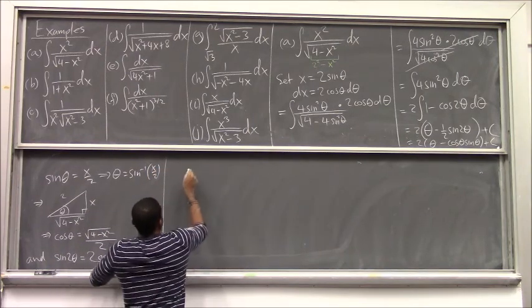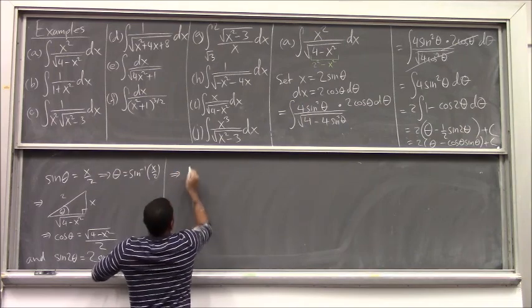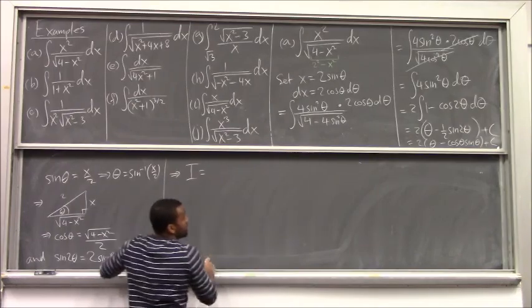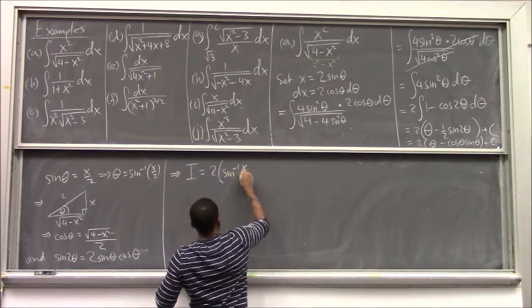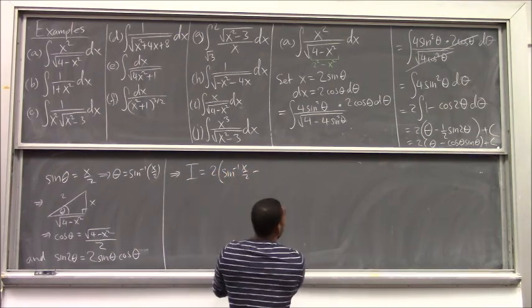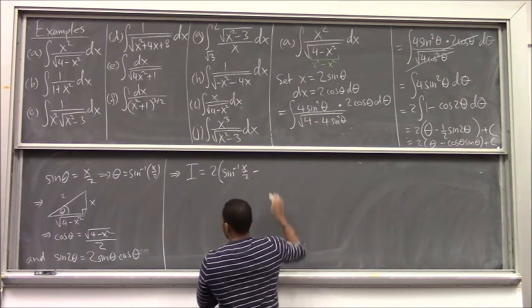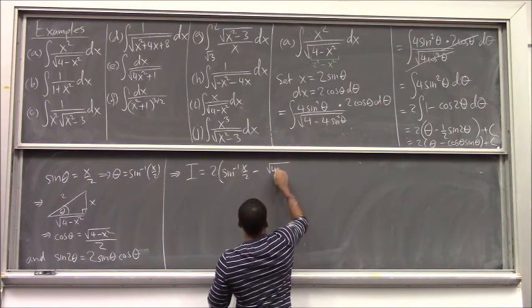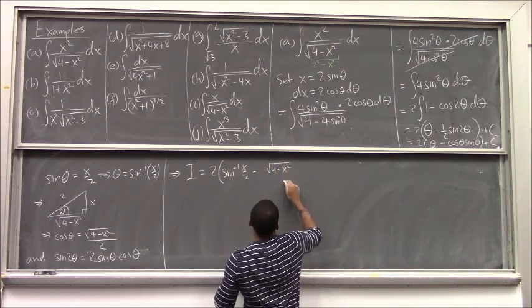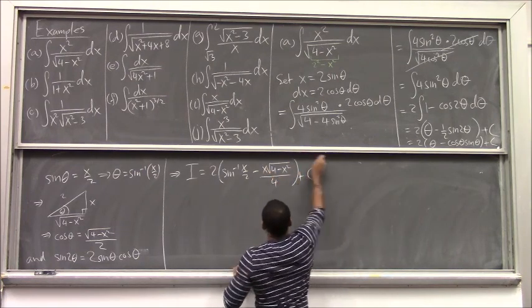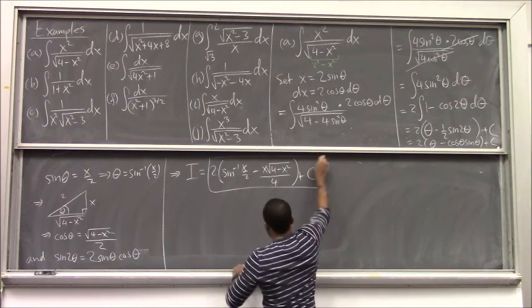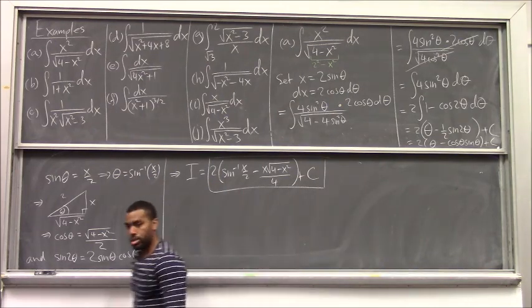And yeah, so this means that my original integral is going to be equal to 2 times sine inverse of x over 2 minus the radical of 4 minus x squared times x over 4. That's the answer. That is a trig sub.